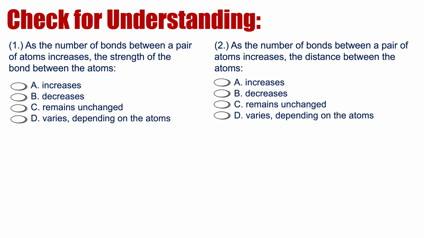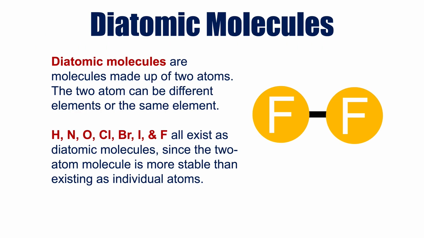All right, so go through and answer these 2 check for understanding questions. So the first one, as the number of bonds between a pair of atoms increases, the strength of the bond between the atoms is going to increase. And as the number of bonds between a pair of atoms increases, the distance between the atoms is going to decrease. The next thing that we need to look at is how to handle drawing Lewis structures for diatomic molecules.